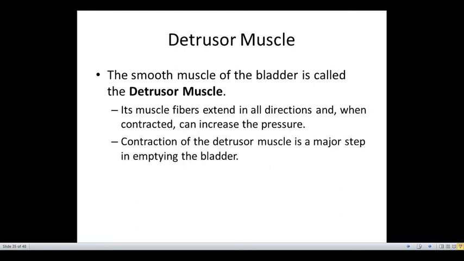The smooth muscle of the bladder is called the detrusor muscle. Its muscle fibers extend in all directions, and when contracted, it can increase the pressure within the urinary bladder. And the contraction of the detrusor muscle is a major step in emptying the urinary bladder.